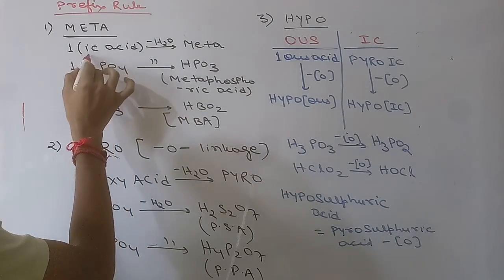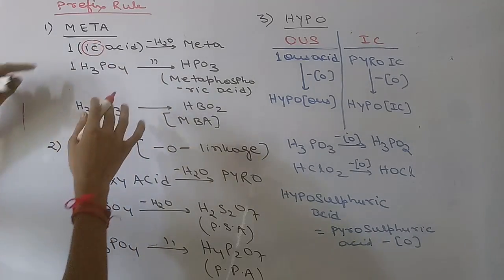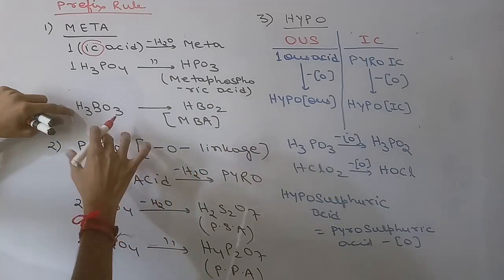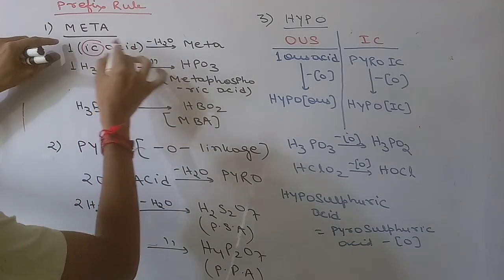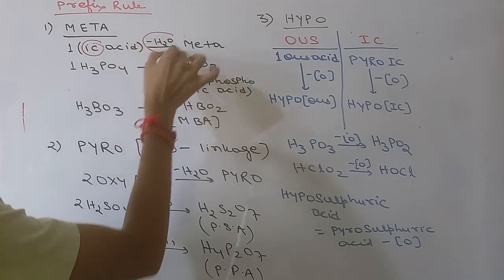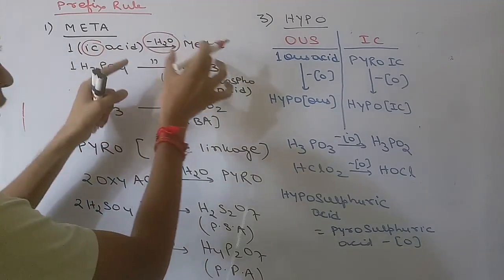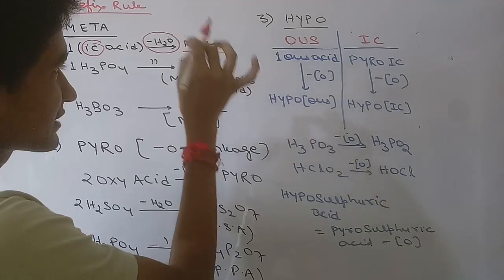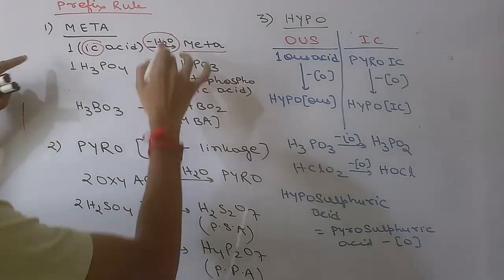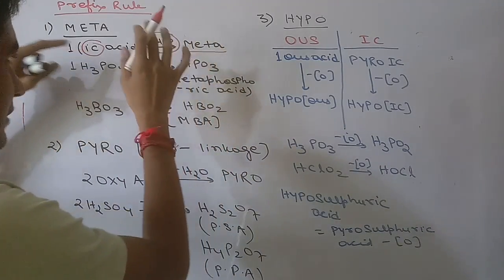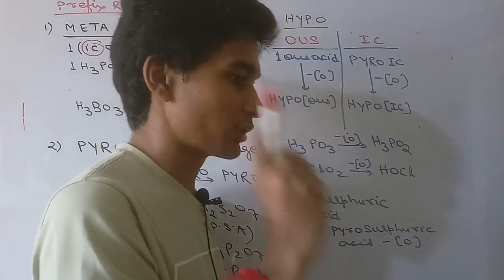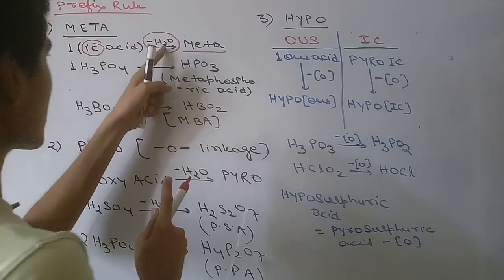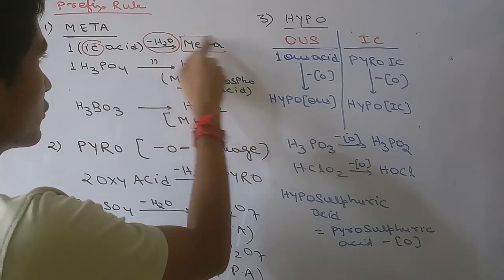Whenever from any ic acid, such as phosphoric acid or boric acid, one H2O is subtracted, one H2O is removed, then we will use the prefix meta. When one molecule of H2O is subtracted from 1 mole of any ic acid, mind it, then we will use the prefix meta.